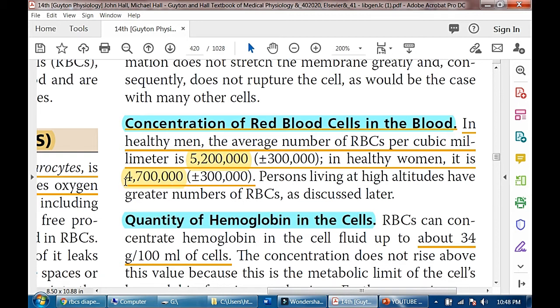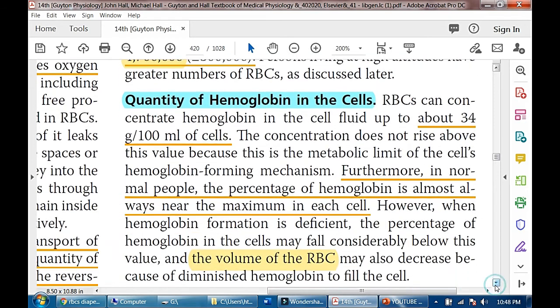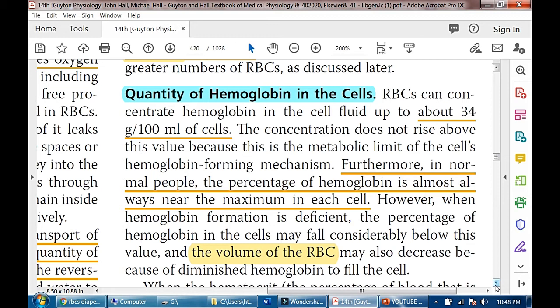And then we come to the next subheading: how much concentration of red blood cells is present in the blood. In a healthy man, the average number of red blood cells per cubic millimeter is 5,200,000. We are talking about the male person, and in a healthy woman it is 4,700,000. If someone is living at high altitudes, the number of red blood cells becomes much higher than this. You can see how much, 5,200,000 and 4,700,000, a large number of cells present in our blood.